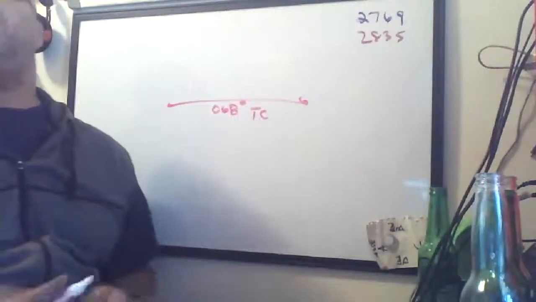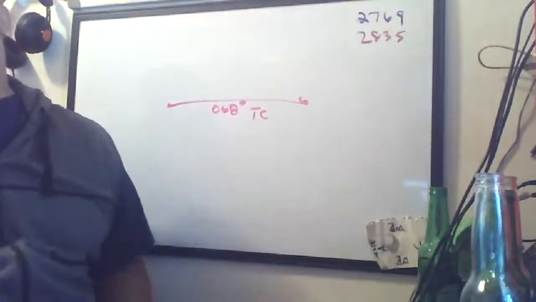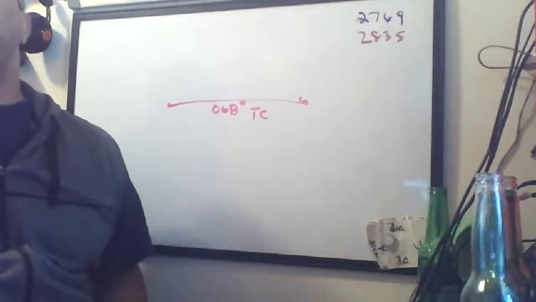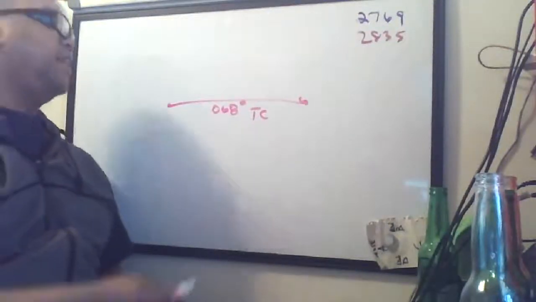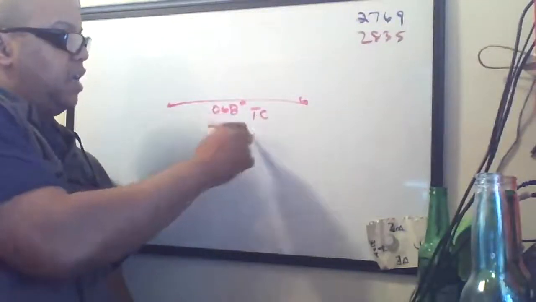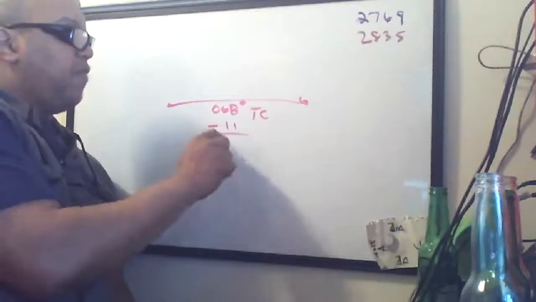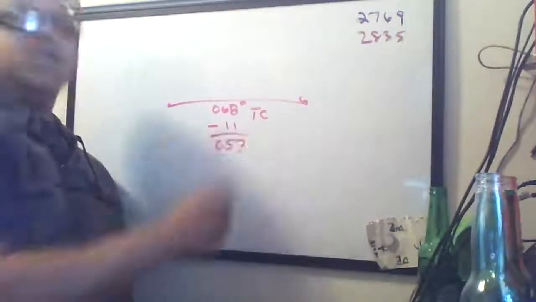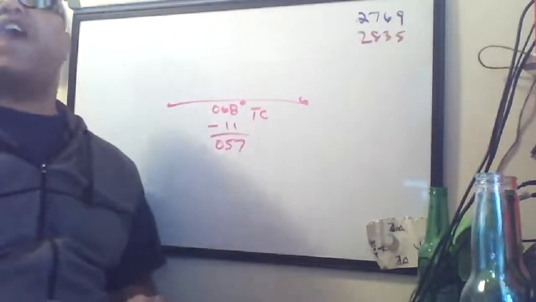Now, you've got to look to see if there's any isogonic lines in that area, and there is. See this one? Yeah. East is least. So our isogonic line is negative 11. So we would actually have to fly a heading on our magnetic compass of 057 in order to track properly.